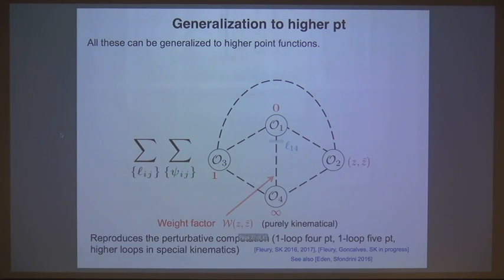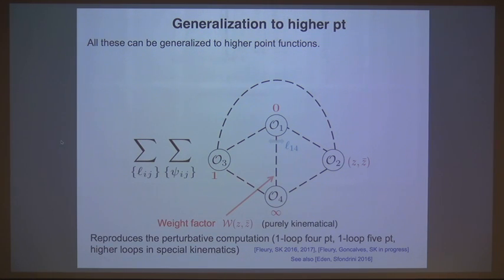Now, including this weight factor, you can do the computation by summing up all possible states. Then the result reproduces nicely the perturbative computation. For example, the 1-loop 4-point function and the 1-loop 5-point function, and some higher loop results in some special cases.